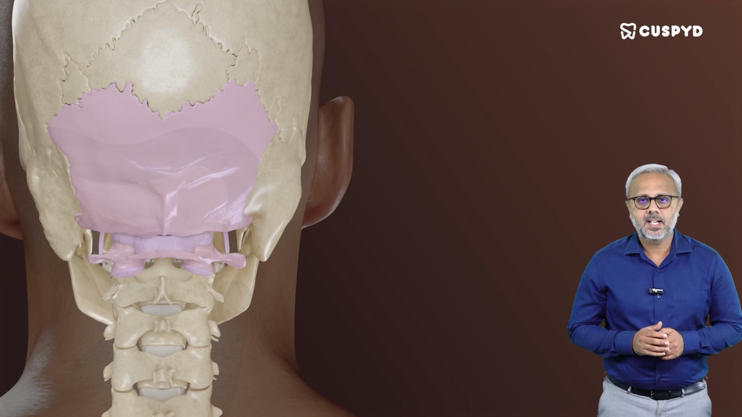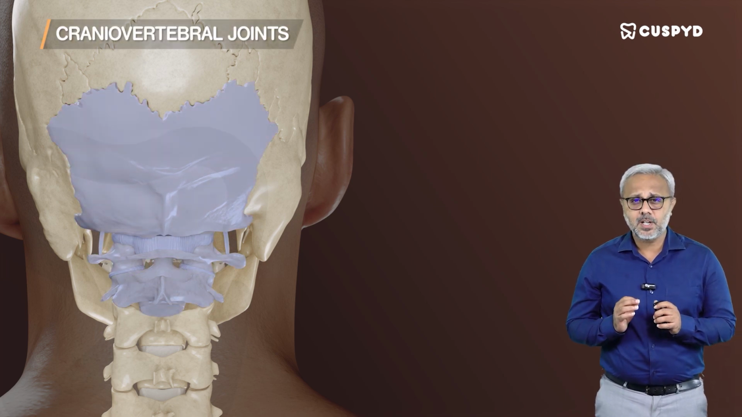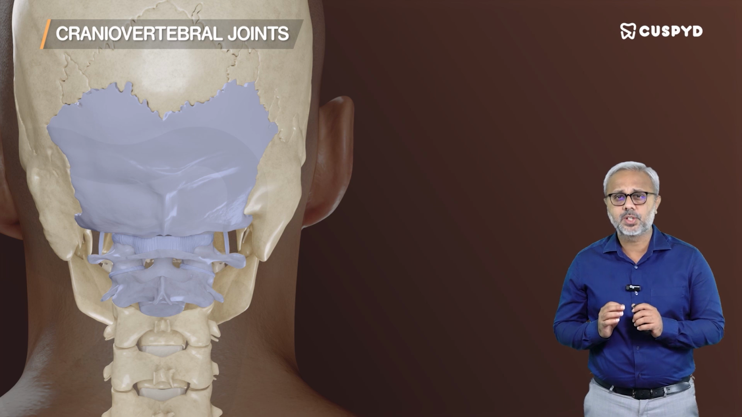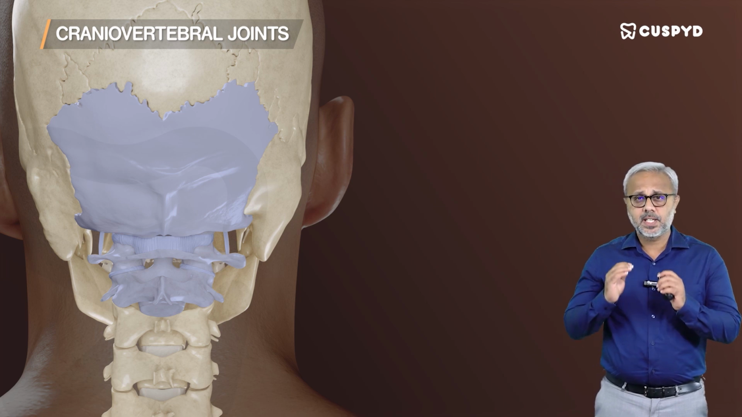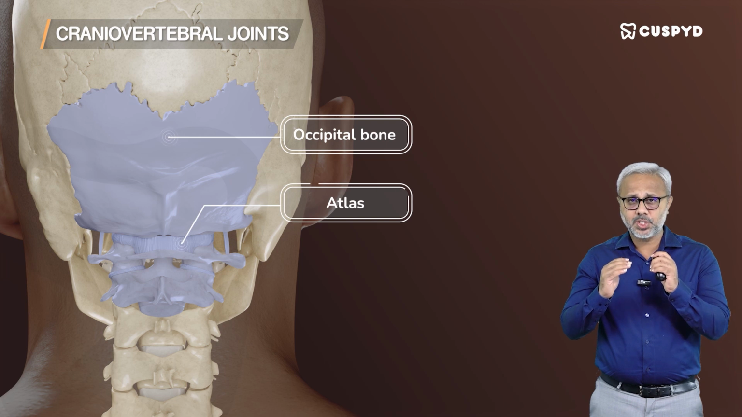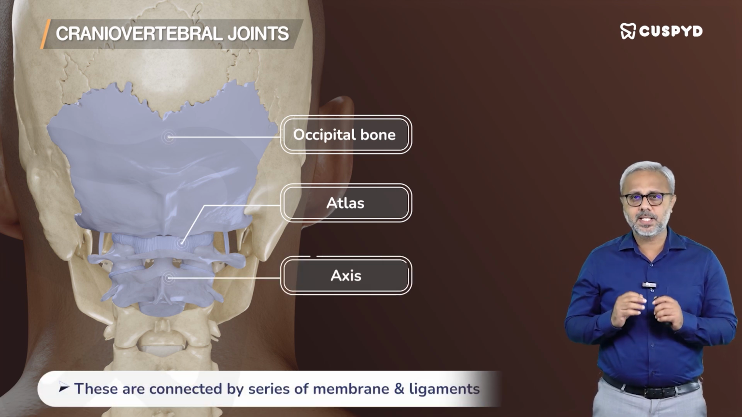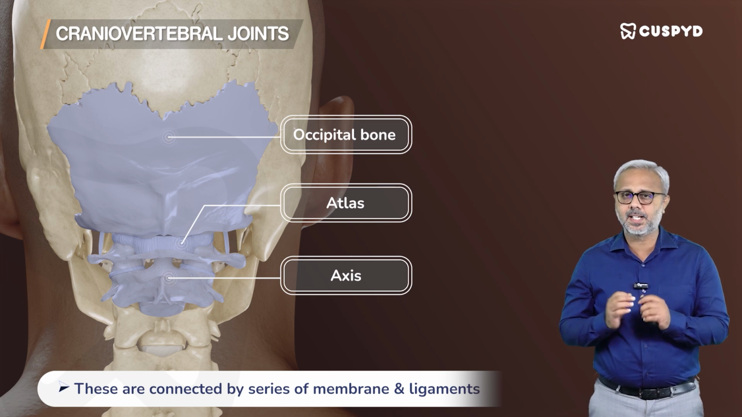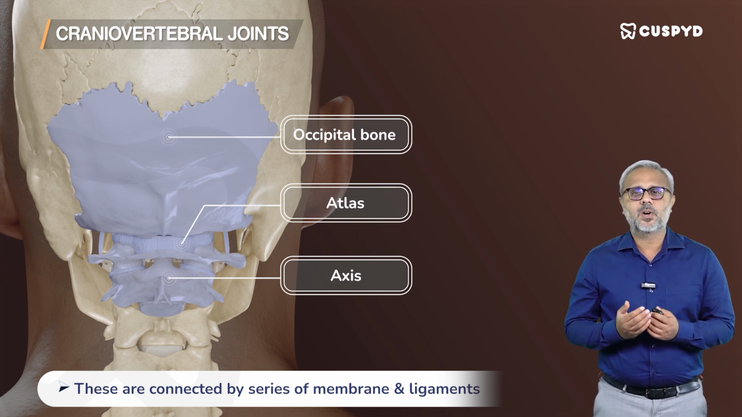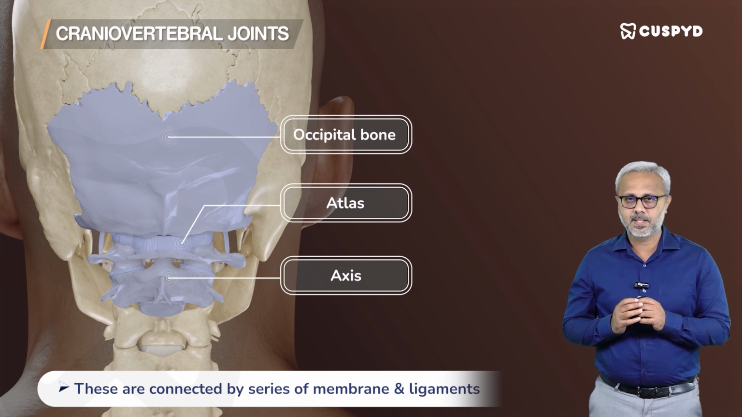What exactly are the craniovertebral joints? Remember, the term craniovertebral joints is used for the articulation of the occipital bone with the atlas and then the articulation of the atlas with the axis. These are interconnected by a series of membranes and ligaments. So put together, all of this is what we refer to as the craniovertebral joints.